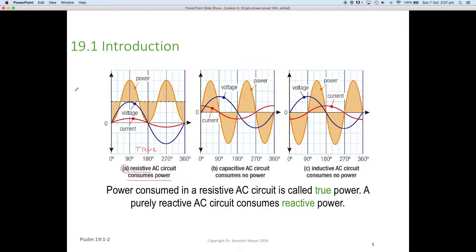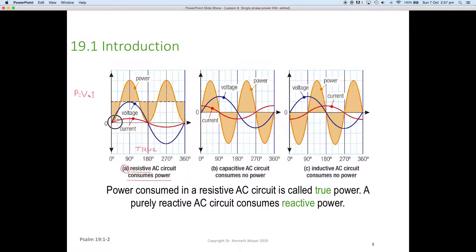Now you remember power simply is equal to V multiplied by the current. That's it. So if we take this particular voltage and current, and you can see the voltage and current are in phase with each other, they're crossing over at the zero points together, they're reaching their maximums at the same time, they're reaching their minimums at the same time. So we'd say they're in phase, or it's purely resistive.